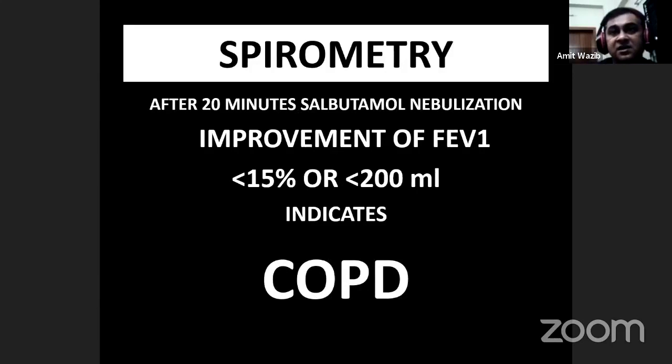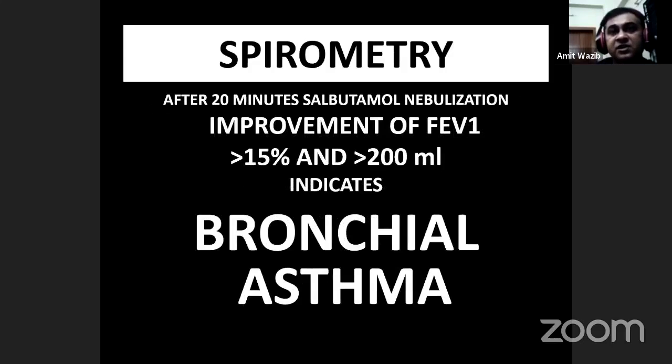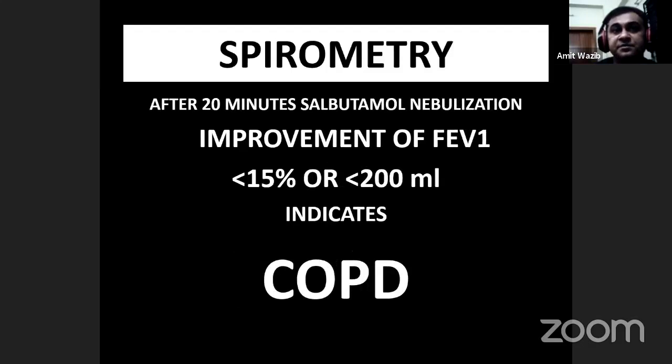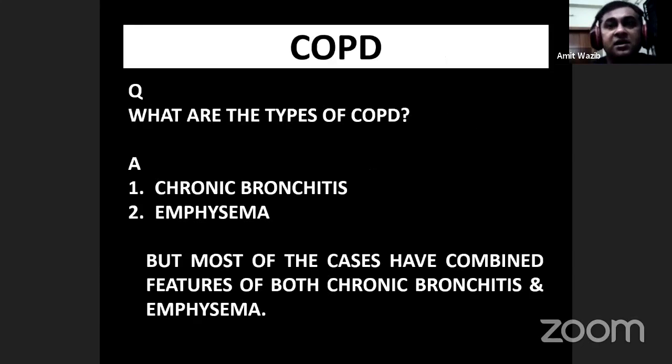So just look at this. To be bronchial asthma, the improvement should be 15% and 200 ml. So both these two criteria must be fulfilled. And for COPD, if any of these two criteria is not fulfilled, then it is irreversible or COPD. Okay, fine. So again, with the link of COPD, you may be asked, what are the types of COPD?